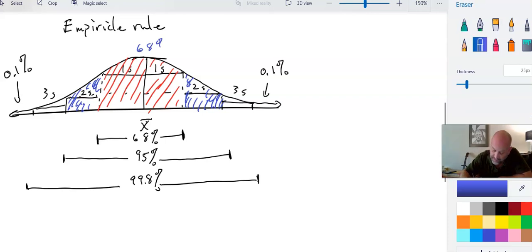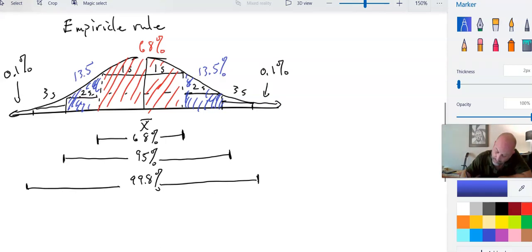I should write that in red just to match up. That is an eraser. Let's try this again. So 68% here in the middle. Now, in the next gap here, you have 13.5%. In this little gap, between 2 and 3 standard deviations out there, you have 2.4%. Let me switch colors one more time so we can keep this coded. So this area in here is 2.4%.